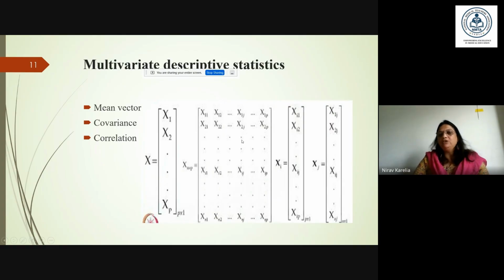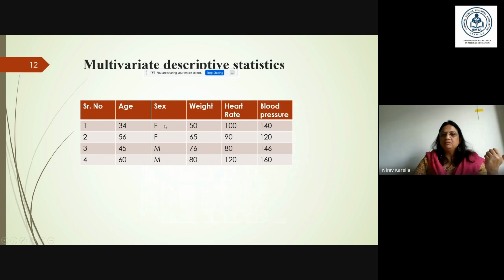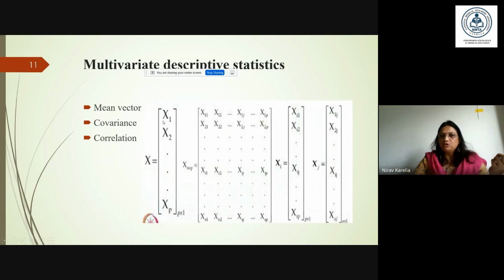And if you apply the rules of matrix calculation to this equation, you obtain 5 values. And what are these 5 values? They are the mean of age, mean of sex, mean of weight, mean of heart rate, and mean of blood pressure. This is the central tendency you can measure. This is the mean. Now, this is called a vector: matrix and vector.